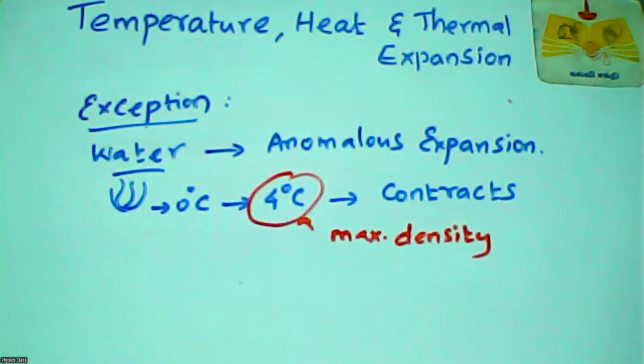So a very important characteristic of water is anomalous expansion. When you heat water from 0 degrees Celsius to 4 degrees Celsius, it actually contracts. It has maximum density at 4 degrees Celsius. This is why ice floats and aquatic life can survive in winter. That is, the bottom of the lake stays liquid at 4 degrees Celsius.